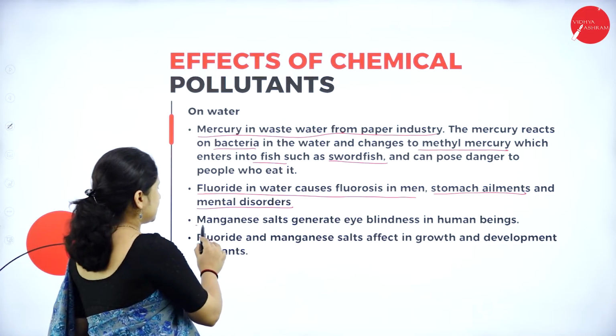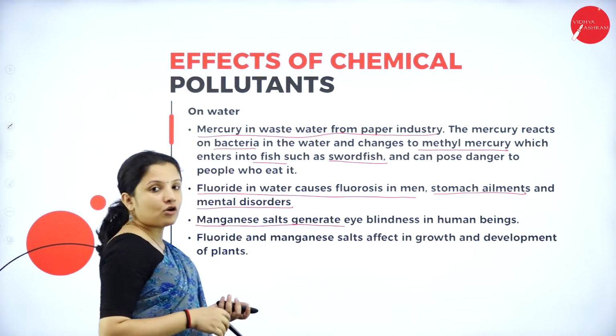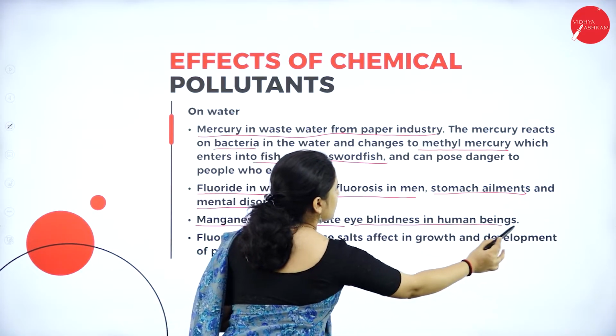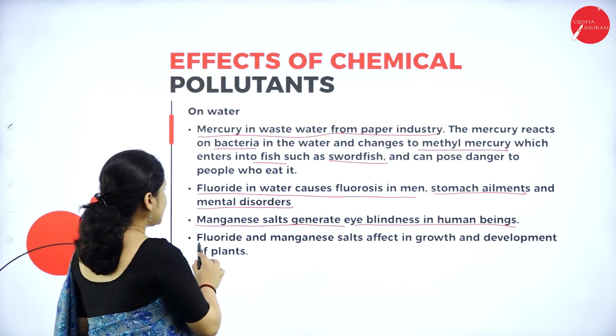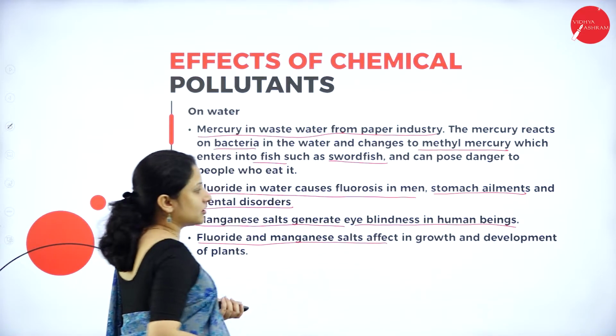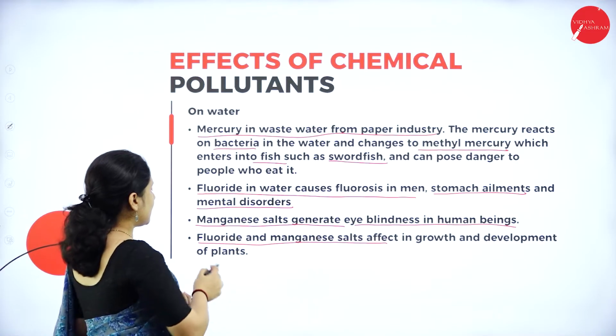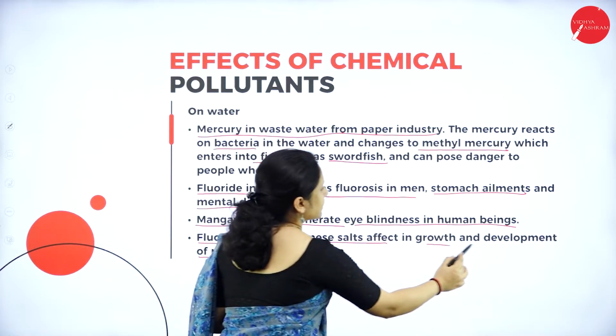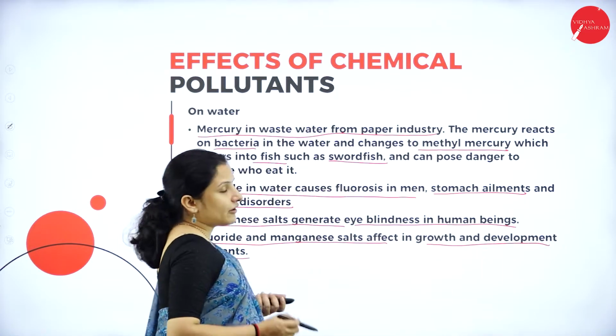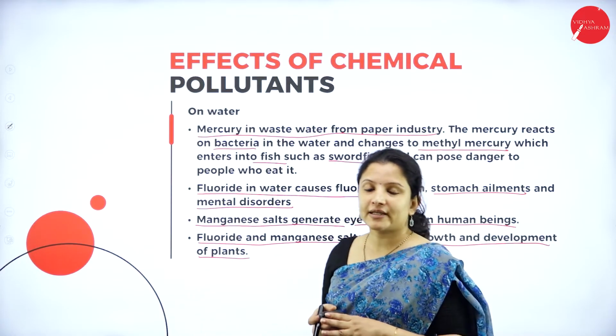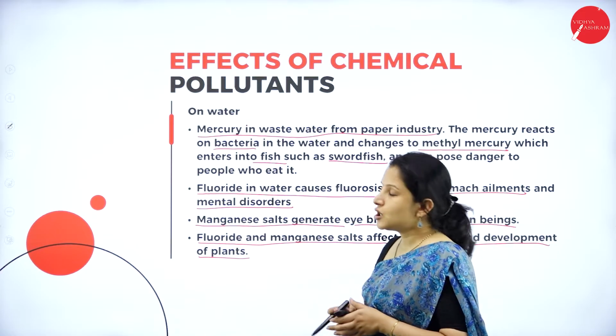Next, manganese salts can cause eye blindness in human beings. And fluoride and manganese salts together can affect the growth and development of plants as well. So, these are the effects of chemical pollutants if they contaminate the water.